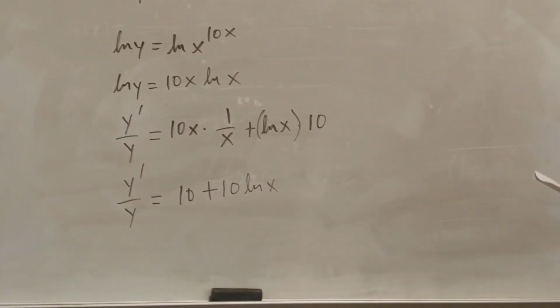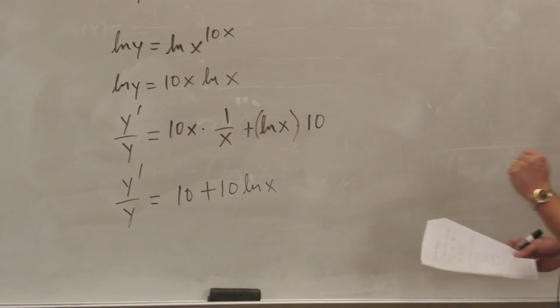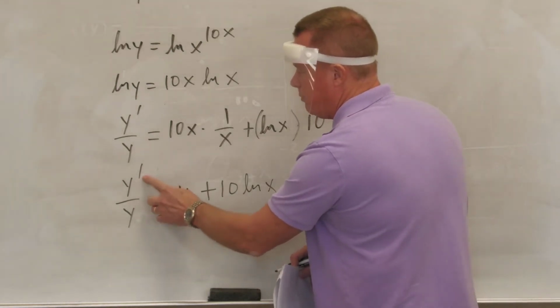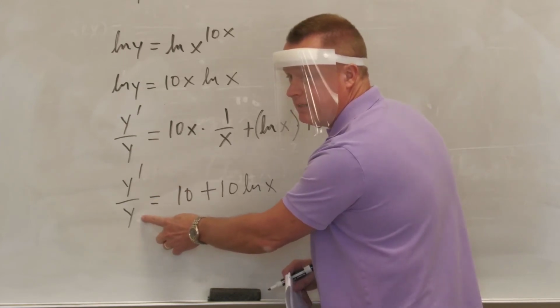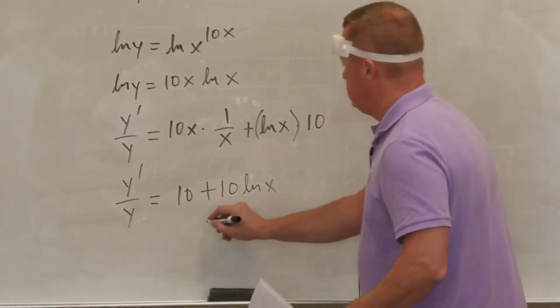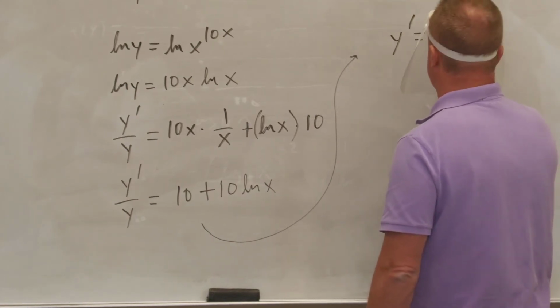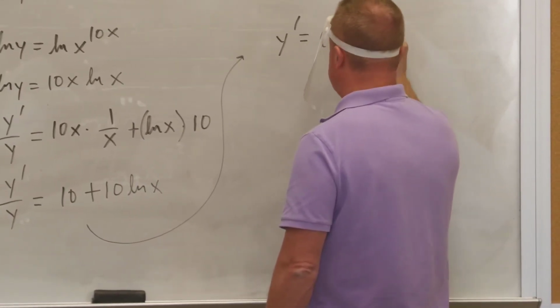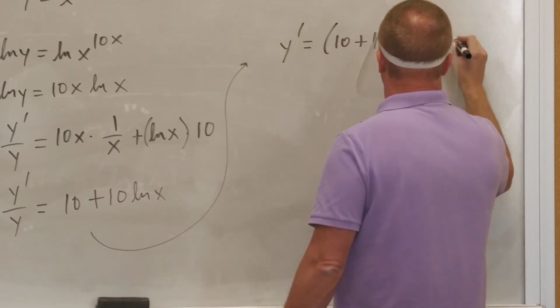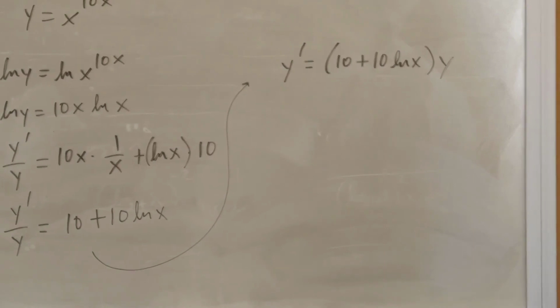Okay. Now, to solve for y prime, what do I do to both sides? I want to get rid of y. Y prime divided by y, what's the opposite of divide? Multiply. So multiply both sides by y. And I will get y prime equals 10 plus 10 ln x times y. Okay? Any questions up to that point?